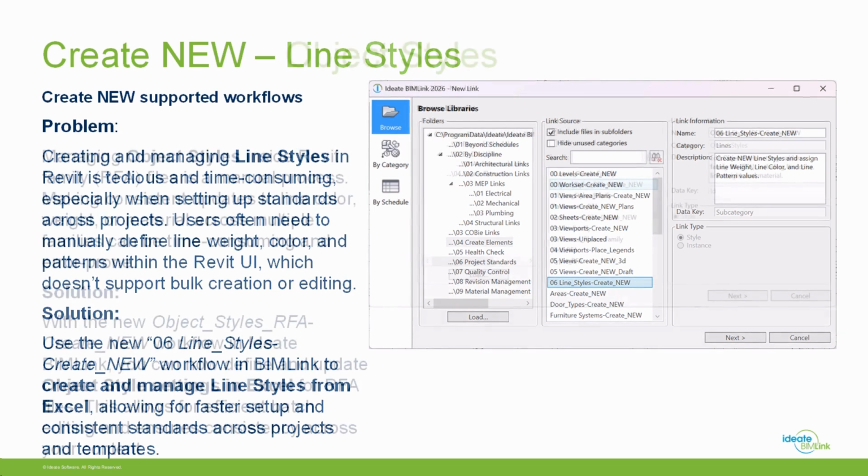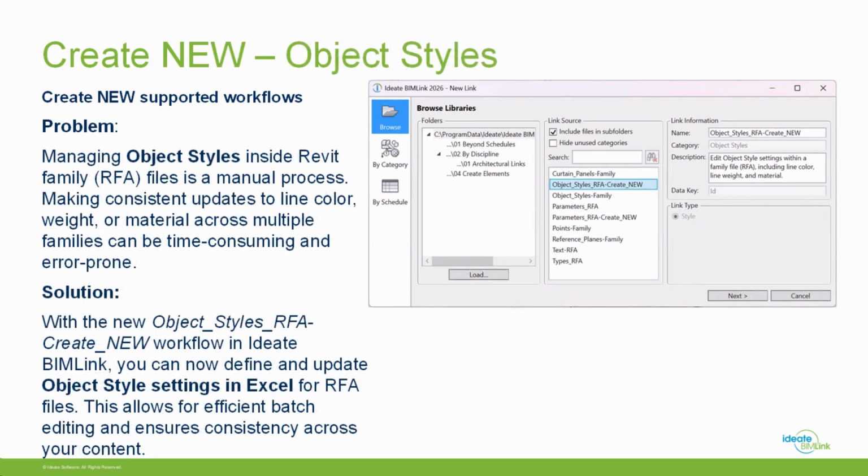Here's another new supported workflow: creating and editing object styles within Revit family files. Using the Object Styles RFA Create New link definition, you can now manage line color, line weight, and material assignments directly from Excel. This makes it easy to apply consistent object style standards across multiple families, saving time and reducing manual editing.